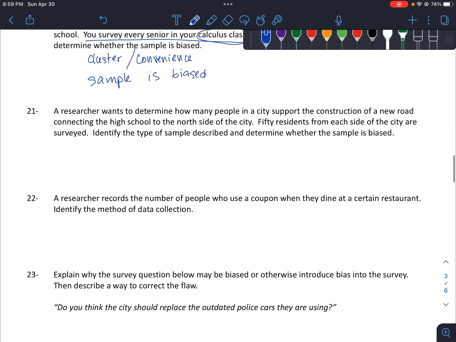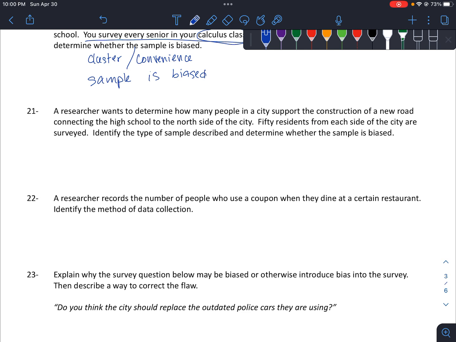Okay, so a researcher wants to determine how many people in a city support construction of a new road connecting the high school to the north side of the city. 50 residents from each side of the city are surveyed. Identify the type of sample described and determine whether the sample is biased. So it seems like there's two groups, and 50 residents from each of them.